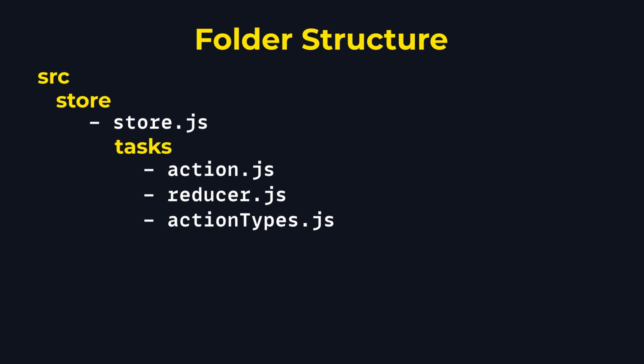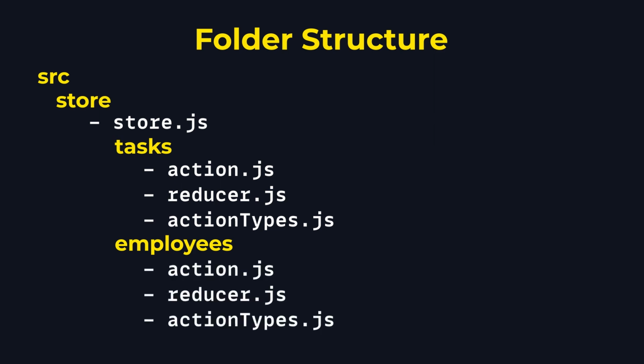So in the task folder, we place actions, reducers and action types for task. Then if we have another slice, let's say employees, then we place all actions, reducers and action types for employees in that employees folder. So our folder structure looks clean and maintainable. Now there is nothing wrong with this approach, but if in the future we want to add something, then we have to change in 3 different files.